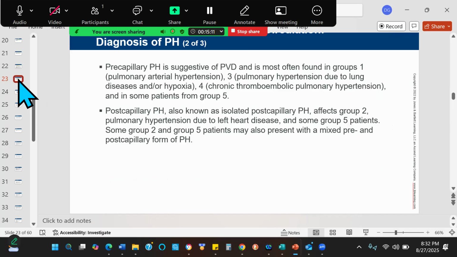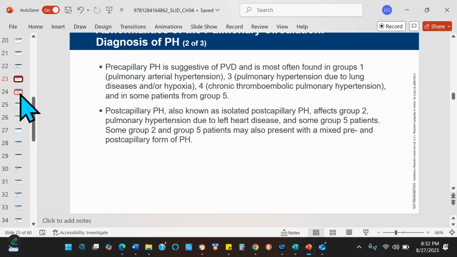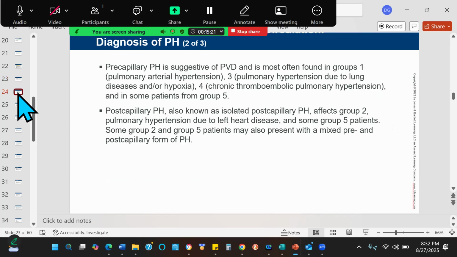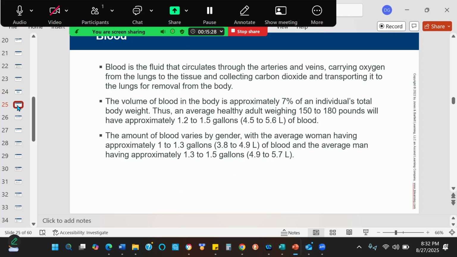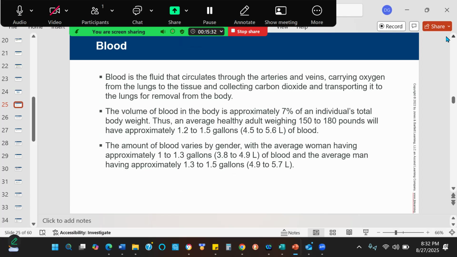Let's see here. Pulmonary hypertension, still talking about the different groups. You just honestly, we're at a level now that you don't need that kind of detail. So I'm going to move along here. Moving to blood. Blood, so important.